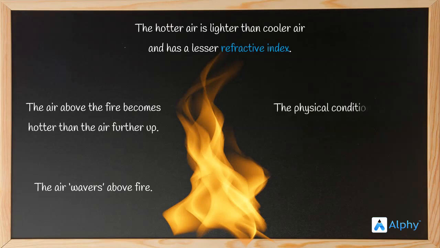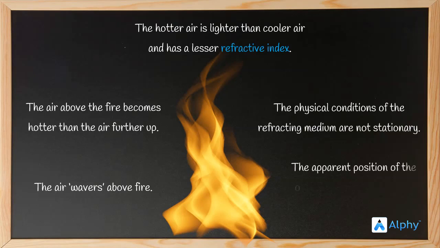The physical conditions of the refracting materials are not stationary. The refractive material in this case is air. The air above the fire will not remain at the same temperature. It will keep fluctuating due to the properties of the fire. The apparent position of the object, as seen through the hot air, fluctuates. Thus, the fire in the hot air also seems to be moving since the air itself is not constant. It will only remain consistent when the air will remain stationary. However, we've established that this does not happen.